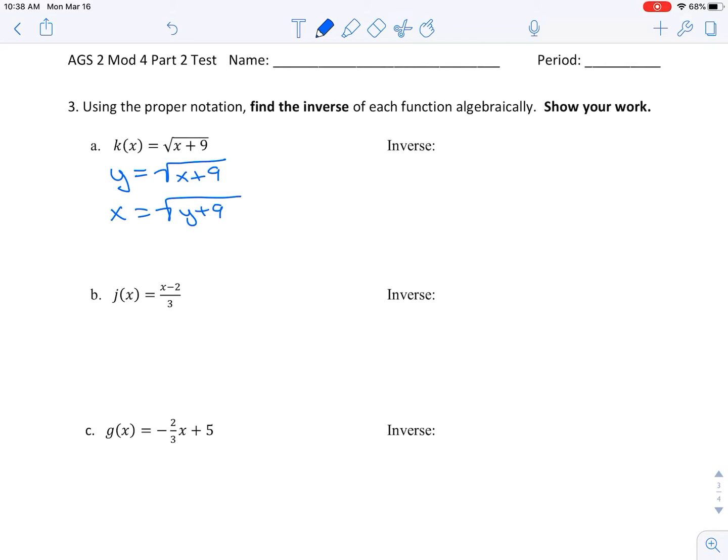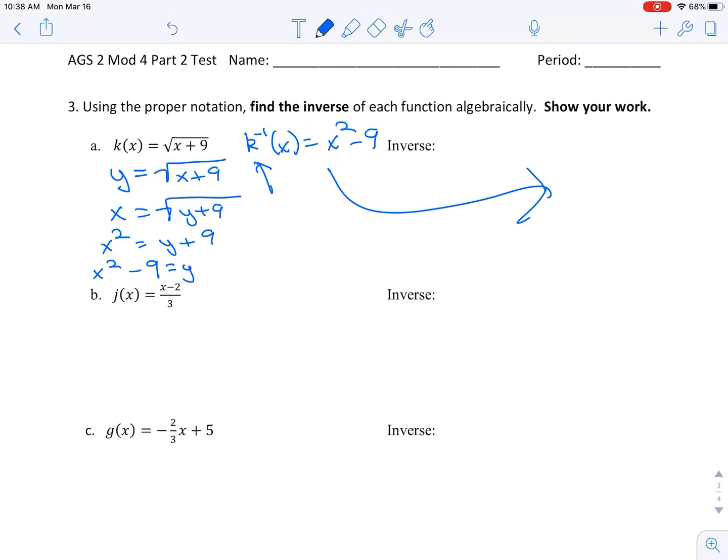The inverse operation of square root is squared, so I'd have x squared is equal to y plus 9, and then I'd take away 9 from both sides, and I would have x squared minus 9 is y. So to truly get this right, I would write k^-1(x) is x squared minus 9. This is inverse notation. That k^-1 means that it is an inverse. So that's what you would write here.